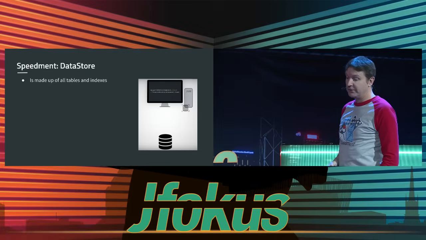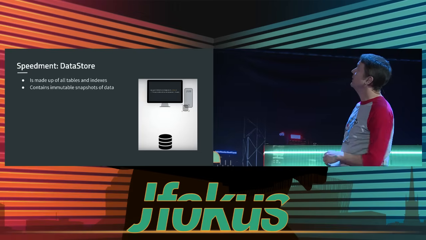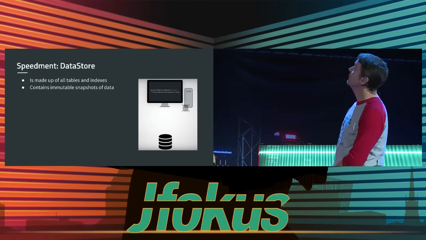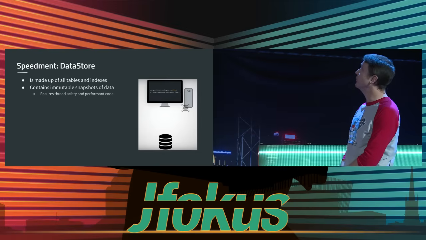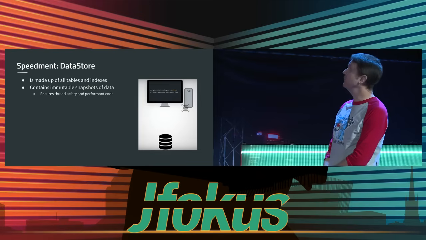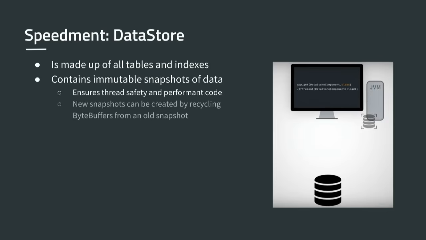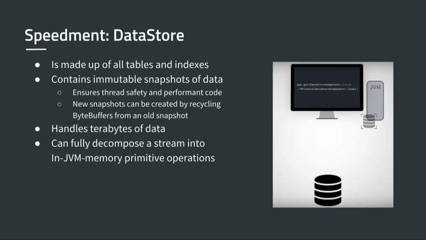And all the tables and all the indexes are combined into something called a DataStore. And the DataStore contains an immutable snapshot of data. So it can't be changed. And that's good for performance reasons and for thread safety, because it's inherently thread safe. A new snapshot can be created on the fly. So if I just change something little, I can recycle most of my ByteBuffers and just change 1 or 2 ByteBuffers and then create a new view of all those ByteBuffers, almost for no cost at all, even though I'm working with terabytes of data. And it can fully decompose a stream into JVM memory with primitive operations.